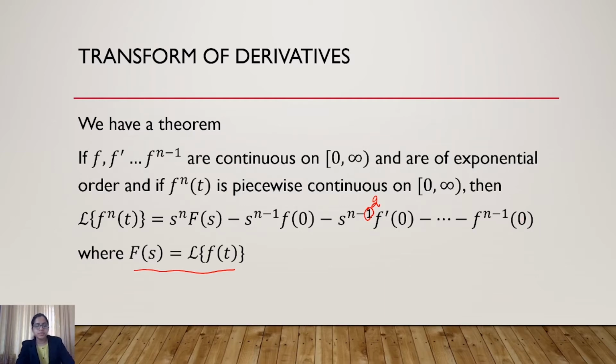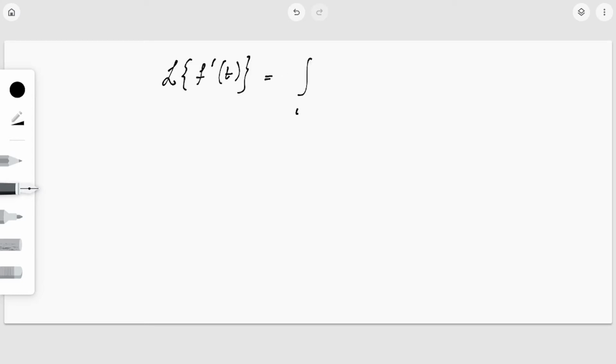Okay, so we'll see how this theorem came into existence. It can be easily proved. Let's see how we can do that. First we shall determine the Laplace transform of f'(t). If you all remember, the formula is the integral from 0 to infinity of e^(-st) times the function, and here the function is f'(t) dt.